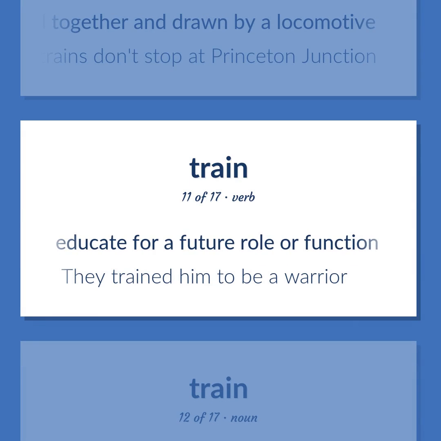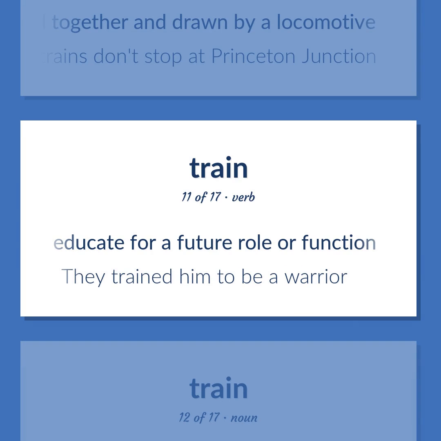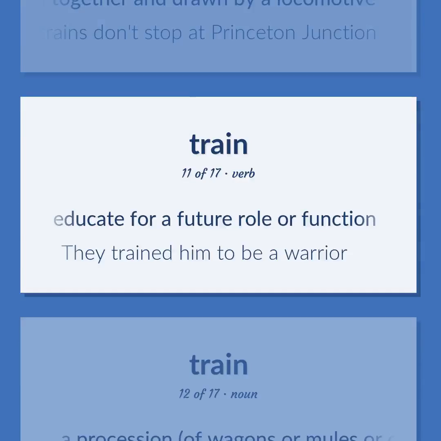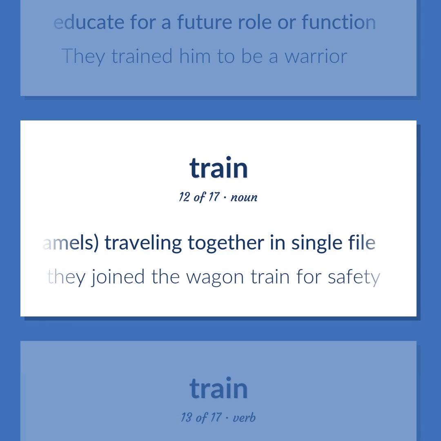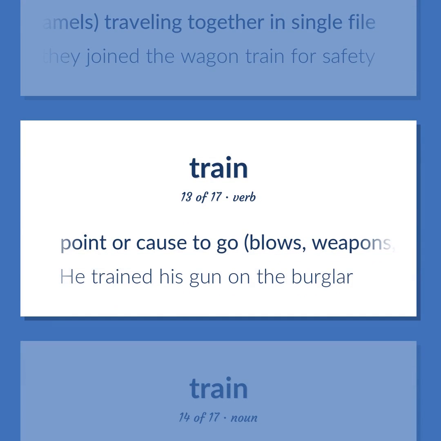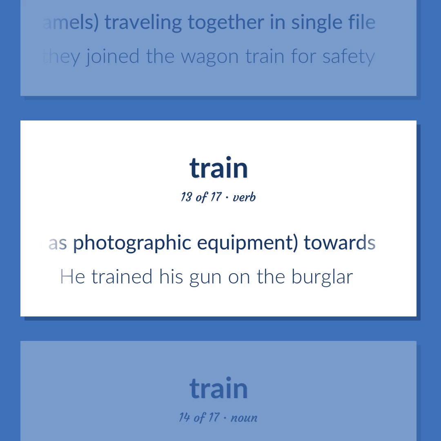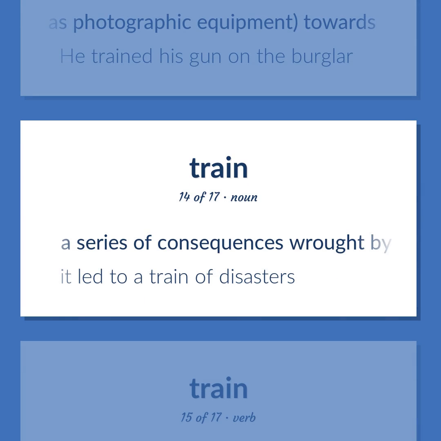Educate for a future role or function. They trained him to be a warrior. A procession of wagons or mules or camels, traveling together in single file. They joined the wagon train for safety. Point or cause to go, blows, weapons, or objects such as photographic equipment, towards. He trained his gun on the burglar. A series of consequences wrought by an event. It led to a train of disasters.